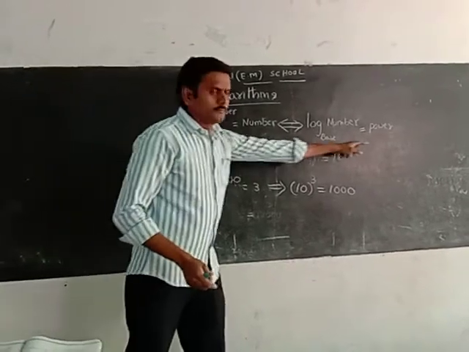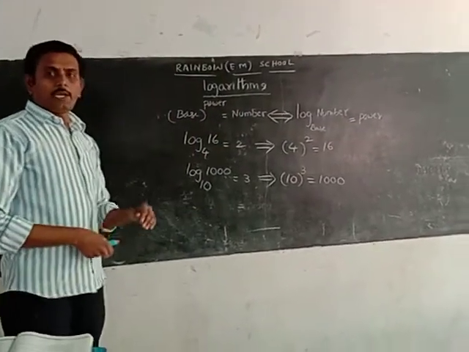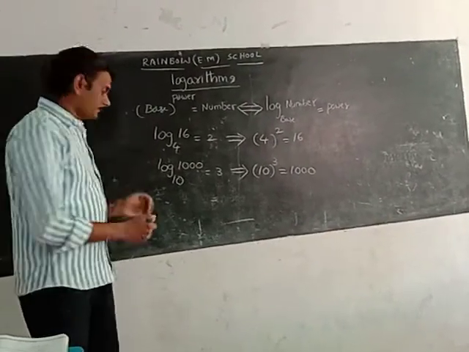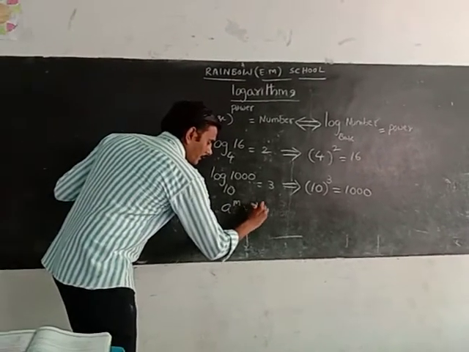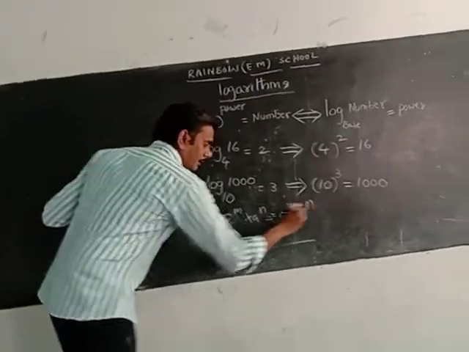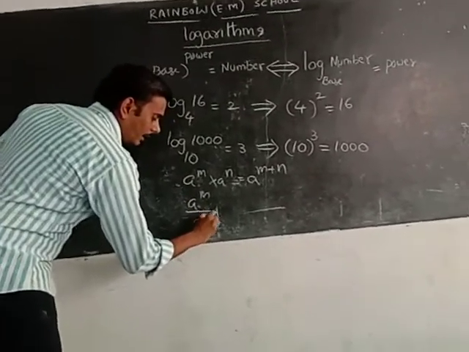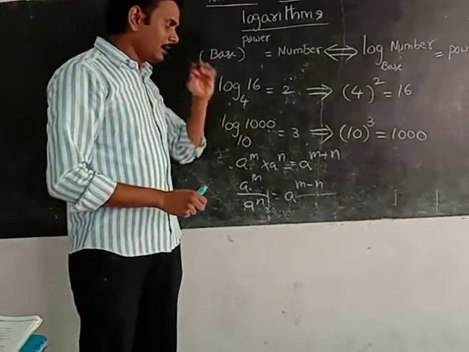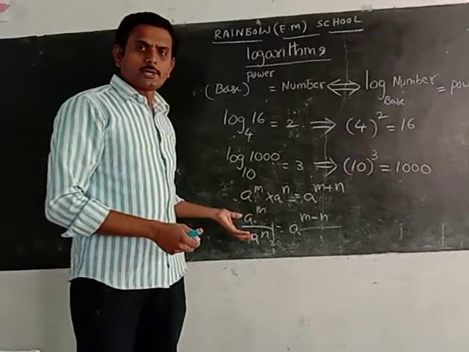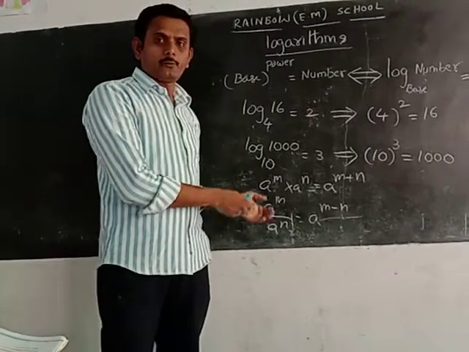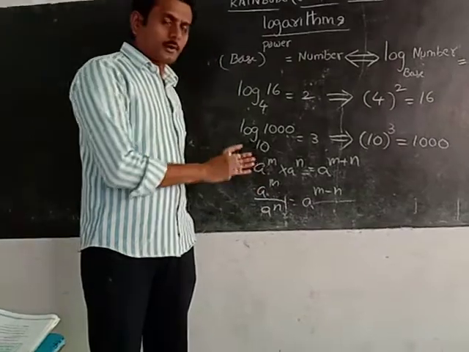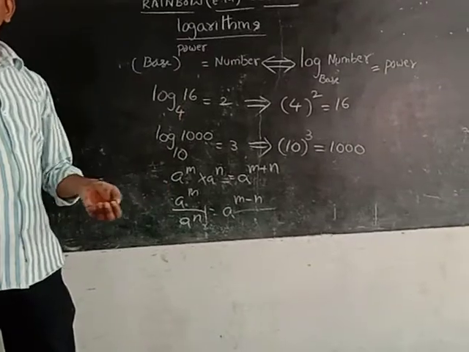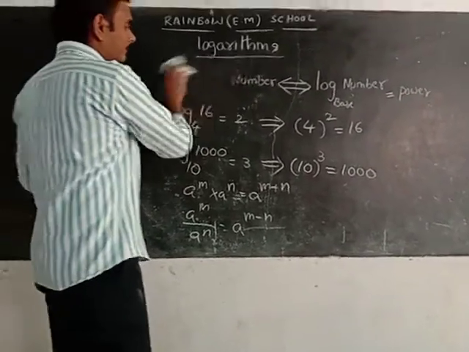We just have to remember this form, then we can write it very easily. In the exponential chapter we learned some formulas: a power m into a power n equal to a power m plus n, and a power m by a power n equal to a power m minus n. Exponential laws we learned in the previous class. Similarly, there are some laws of logarithms also. Shall we see those?